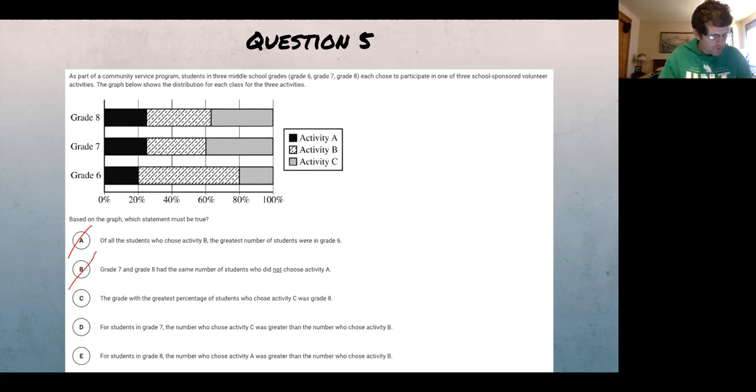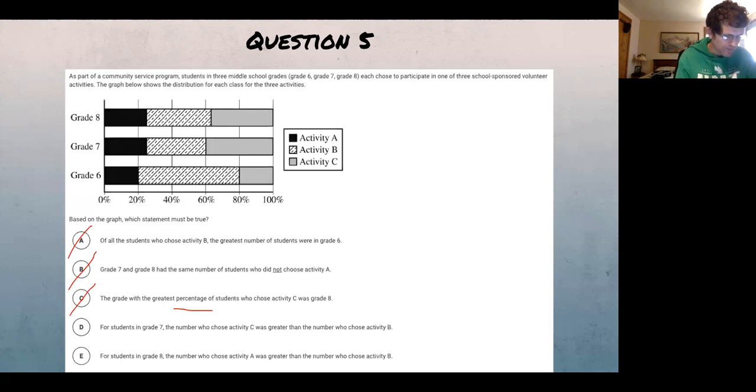The grade with the greatest percentage of students who chose C was grade 8. So there we go. Now we're talking about the percentage of students who chose activity C. So it looks like the greatest percent who chose C was grade 7. So that's not correct, but we're on to something with that. For students in grade 7, the number who chose activity C was greater than the number who chose activity B. I still don't know any. Let's see.